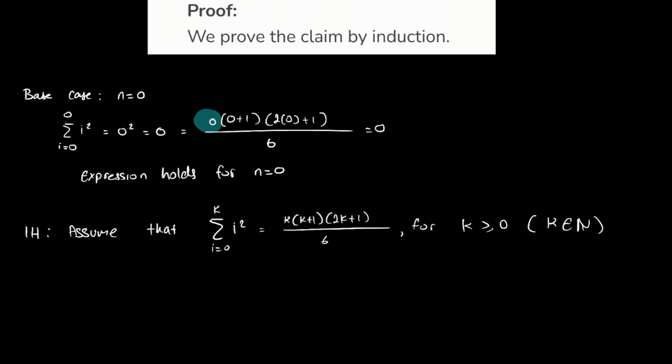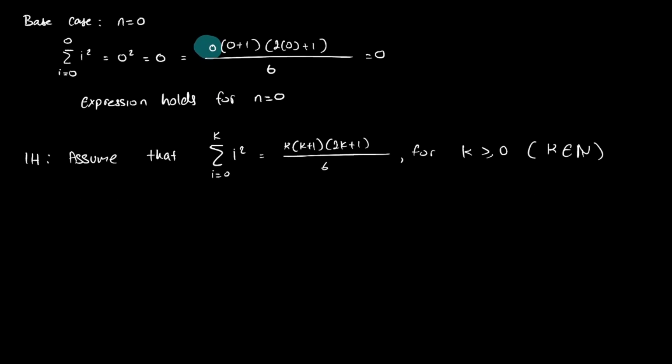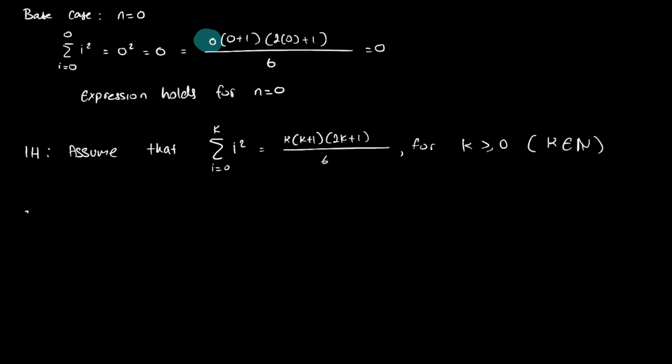So now we have our induction hypothesis and we can move on to our inductive step. We're going to assume that this holds for k. So now we have to prove that it also holds for n equals k plus 1. When n equals k plus 1, we write the expression: the summation of i squared from i equals 0 to k plus 1. So we want to prove that this expression also holds for k plus 1.